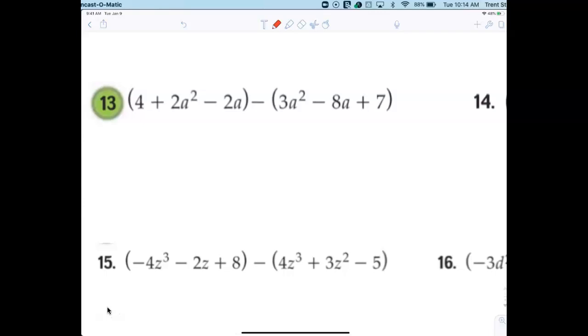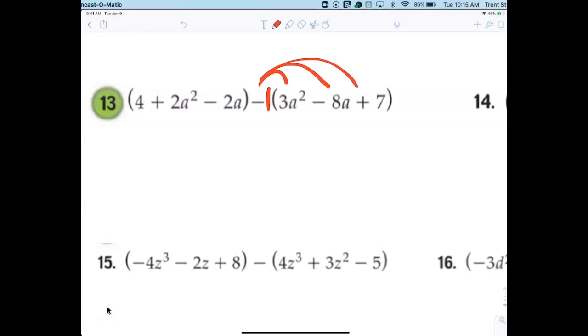All right, now, does everybody see the difference here? We're subtracting now, right? So we're going to make it real simple. Listen to me. Change subtraction to addition and distribute the negative. It's kind of like there's a negative 1 here. So I have to distribute the negative 1.